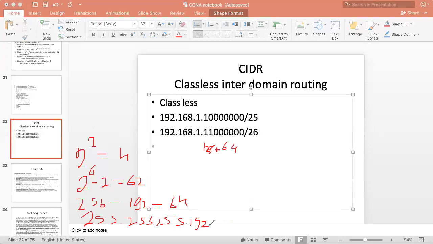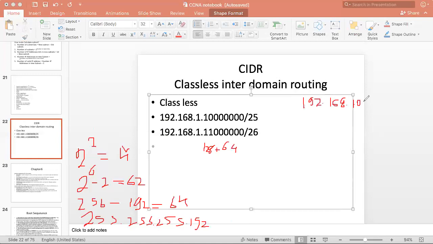So this one is 255.255.255 and the total of the on bits. So this becomes the subnet mask. Now in this formula, I have 4 networks if you see. Fine. 192.168.1.0.